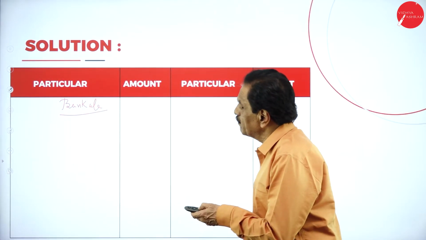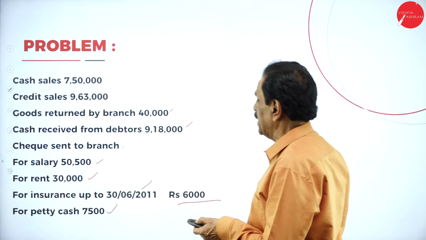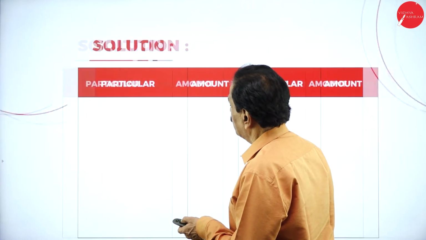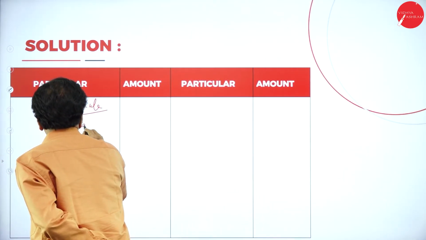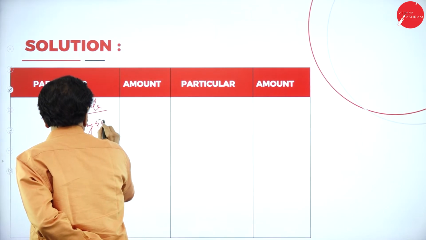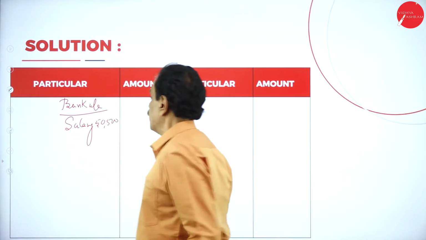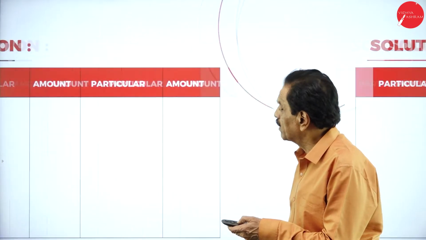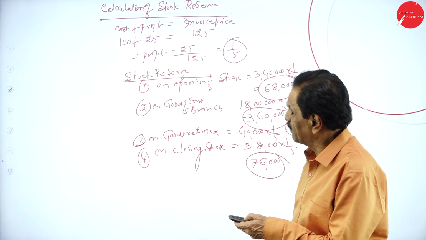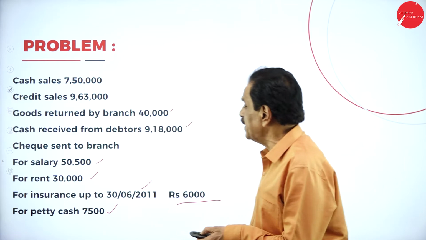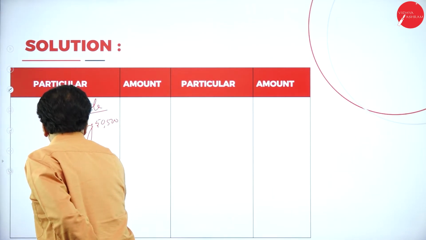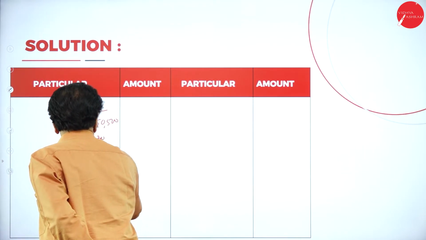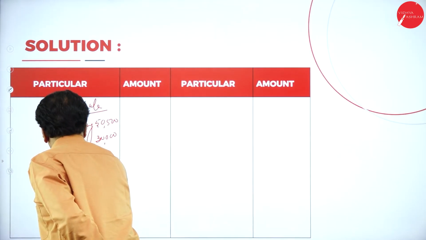We'll go one by one. What are the expenses? Cheques into branch for salary, 50,500 salary. This is paid by head office. Salary 50,500. Then this is over. Rent, how much? 30,000. Rent 30,000.